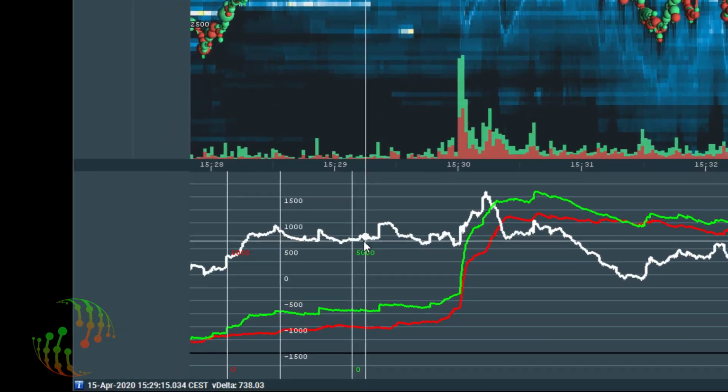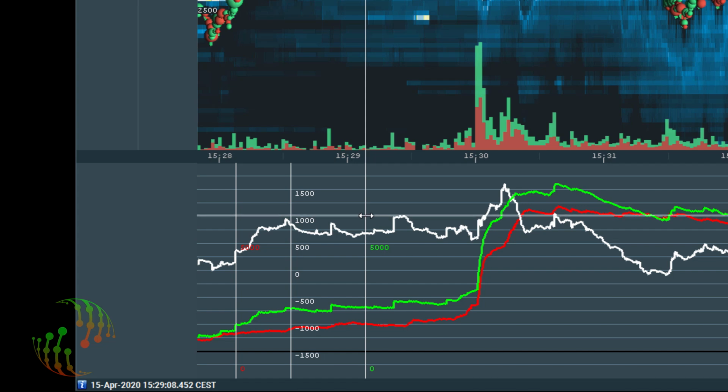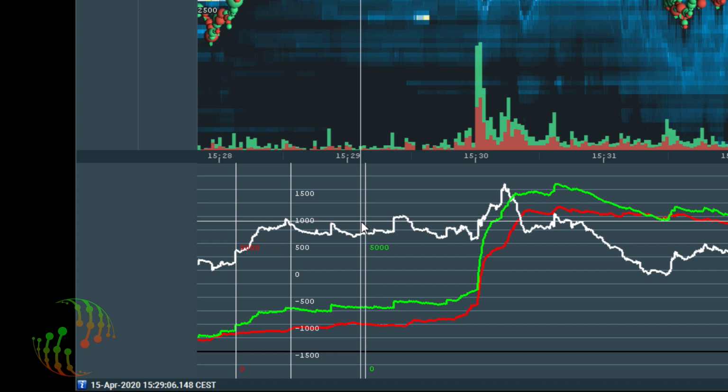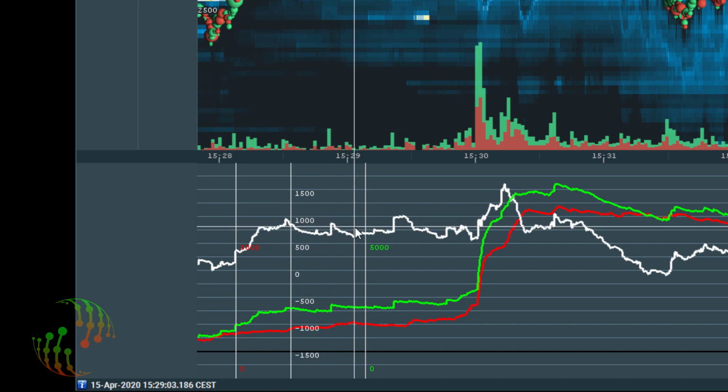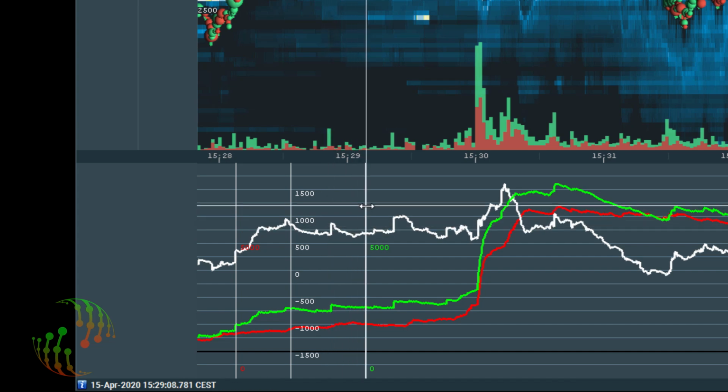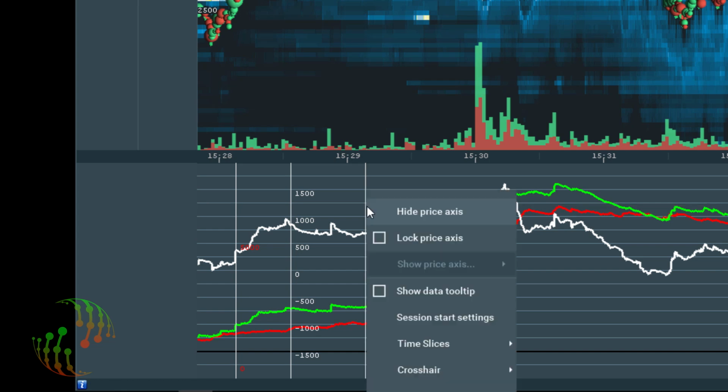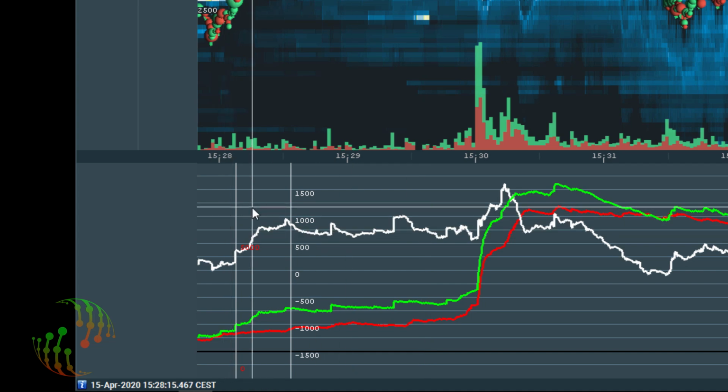By the way, every graph comes with a price axis. This is this line here. You can easily hide and show the price axis by right-clicking with your mouse on the price axis itself. You can hide it, for example, if you don't need it.